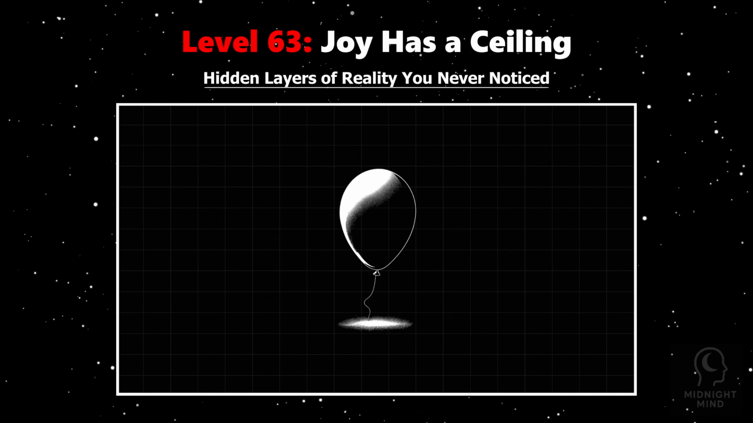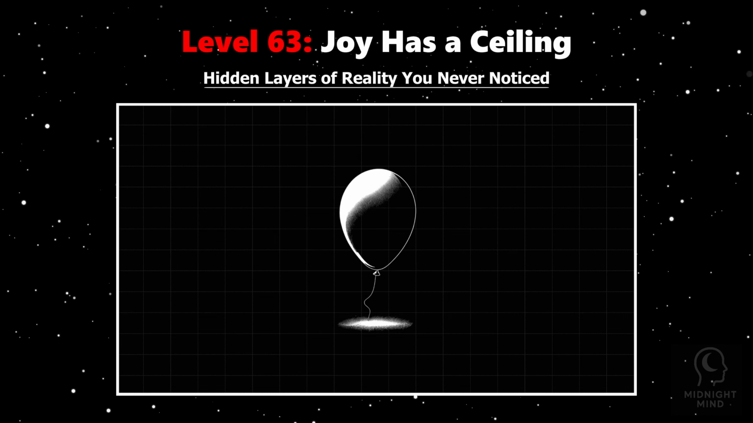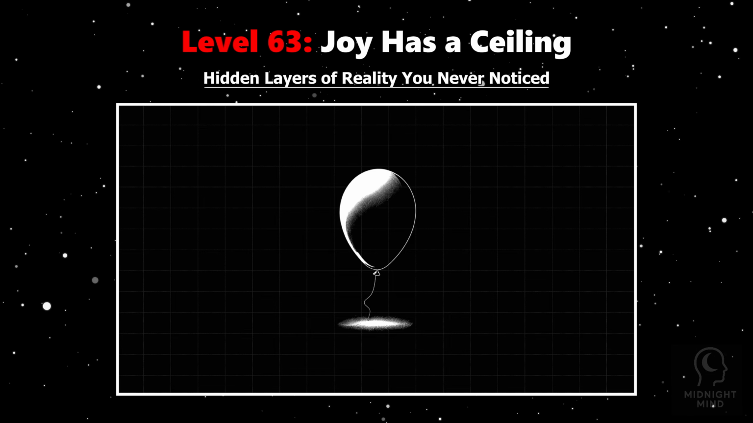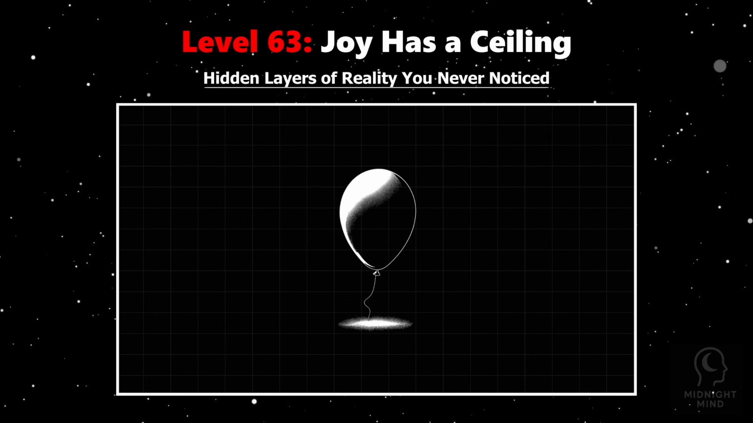Understanding this ceiling shows how your brain safeguards your well-being by balancing joy with caution, reminding us that emotional extremes are rare and true contentment lies in equilibrium.